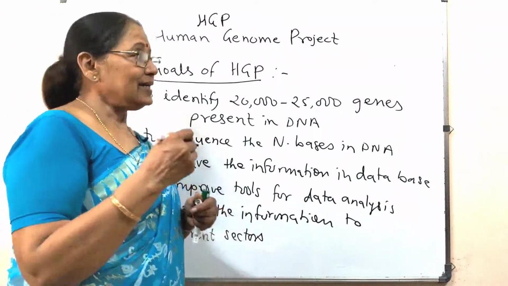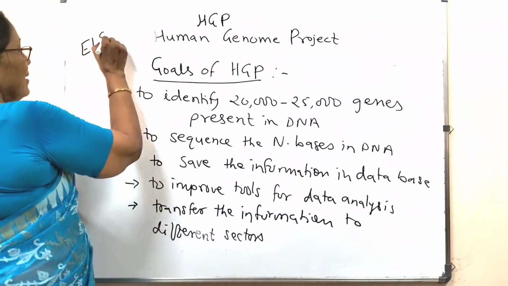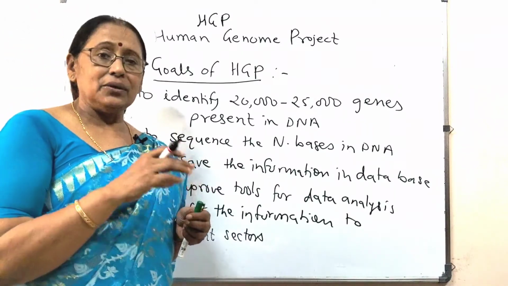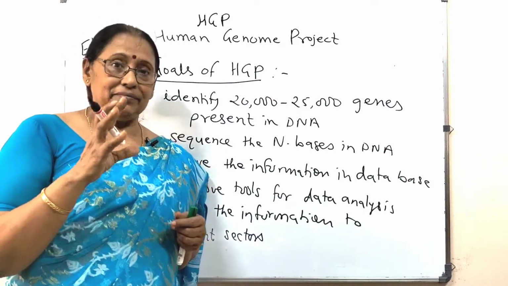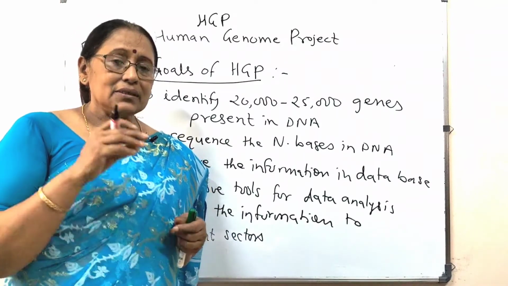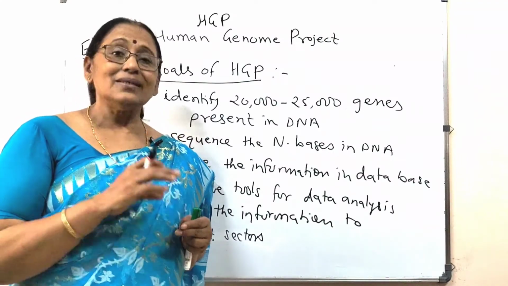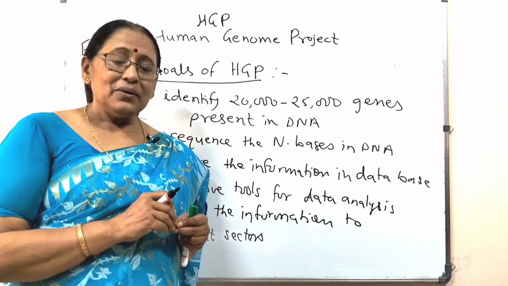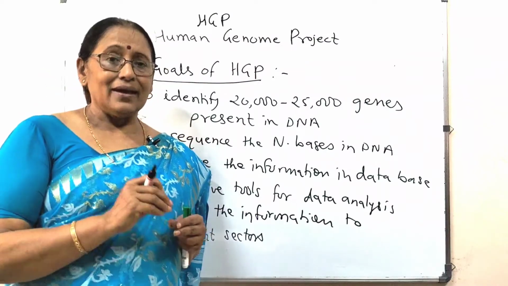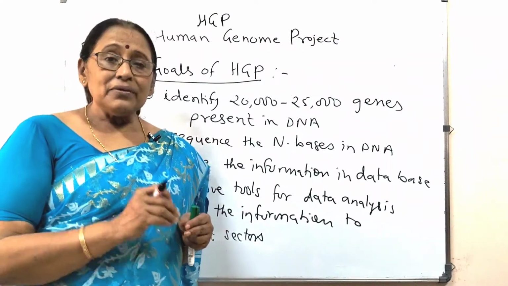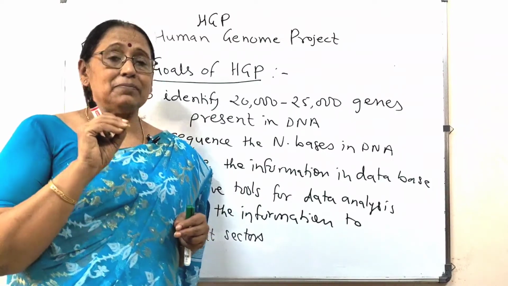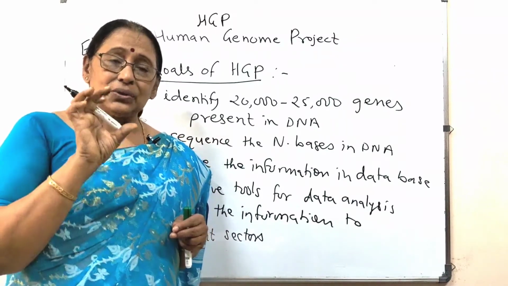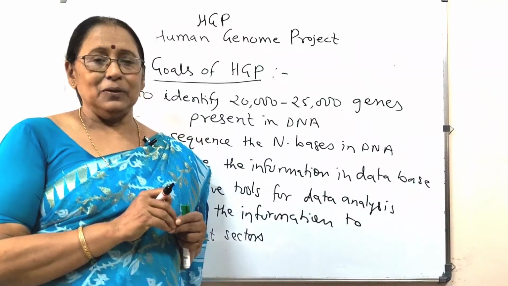Now the last point, that is ELSI. What is ELSI? You can say that it is a byproduct. No, you can't say byproduct, it is a side effect. Side effect of HGP means what the scientists are trying to do: if one person is suffering from a disease such as thalassemia and the other person is healthy, then what is the problem in the gene, in the nitrogen base sequence of the person who is suffering? To find this out, so as to find a cure for it also.